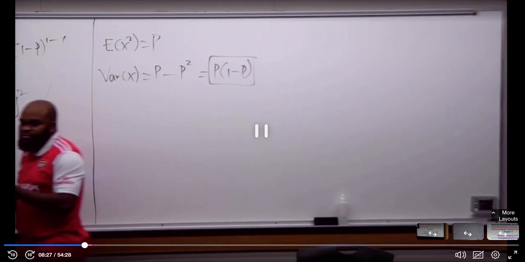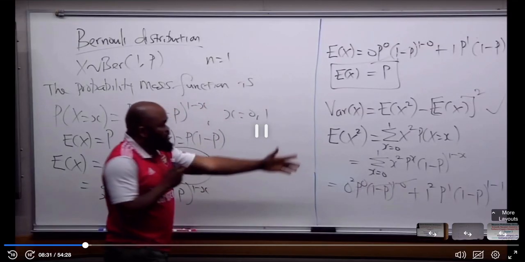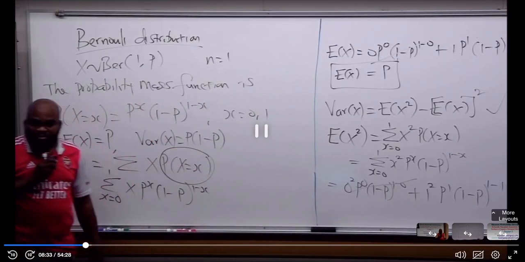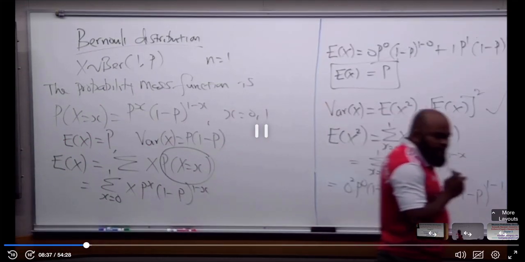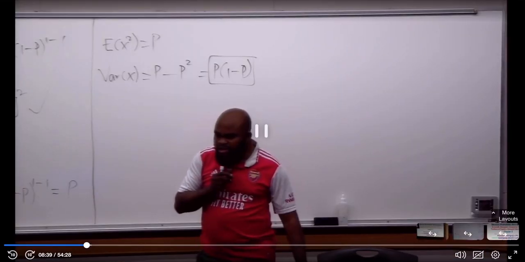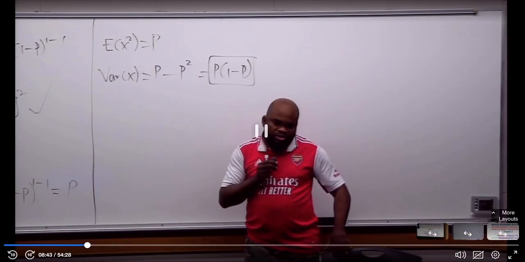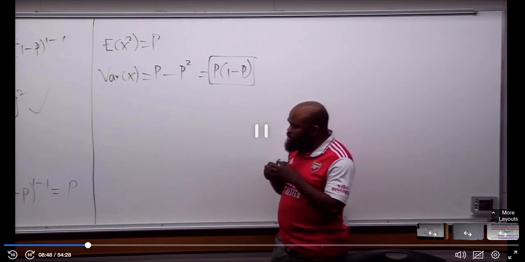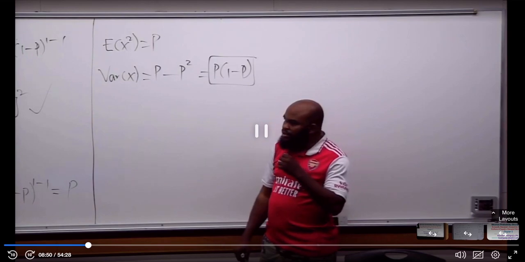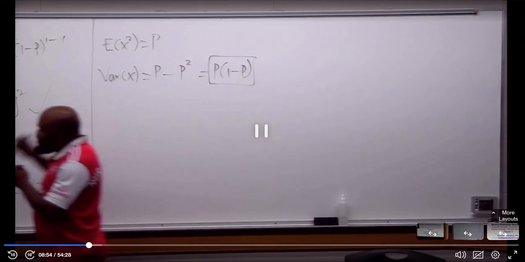Is there any question? Now, what I've shown you is how to derive the mean and variance of a random variable X that follows the Bernoulli distribution. Is there any question? I also allow you to take a picture. If you want to take a picture, there's no problem at all. Okay, so this is that.